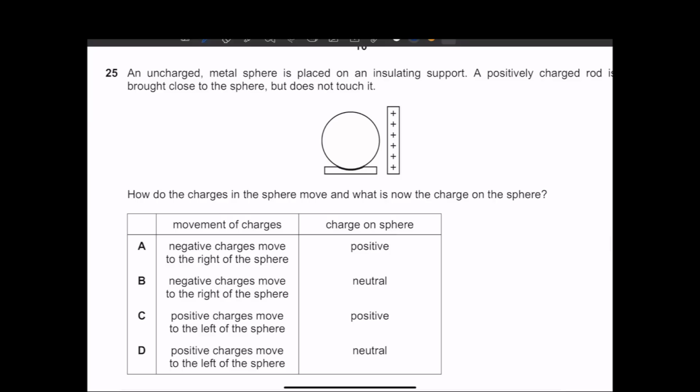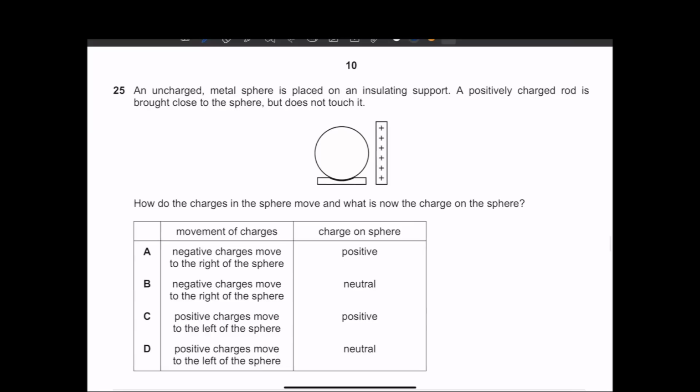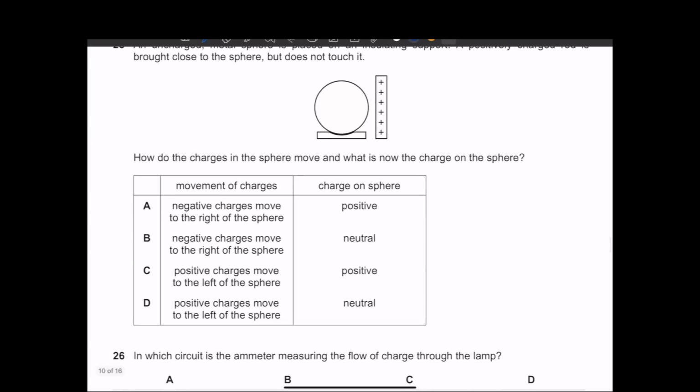In question 25, an uncharged metal sphere is placed on an insulating support. A positively charged rod is brought close to the sphere, but does not touch it. As you see here, this is induction. So how do the charges in the sphere move, and what is now the charge on the sphere?